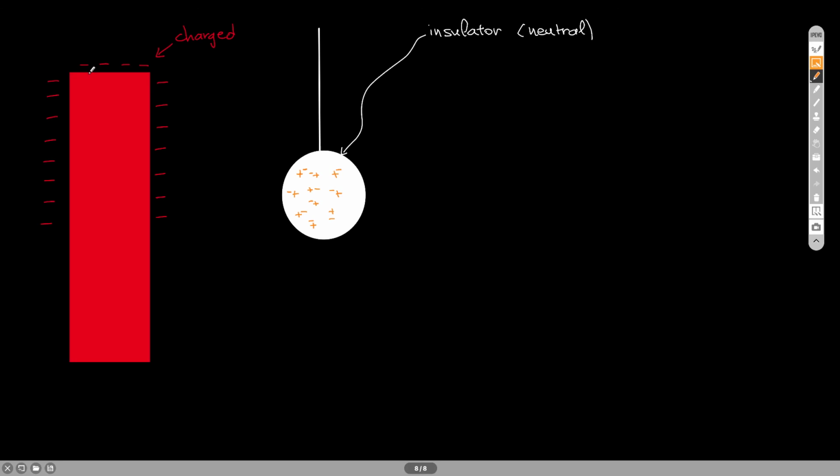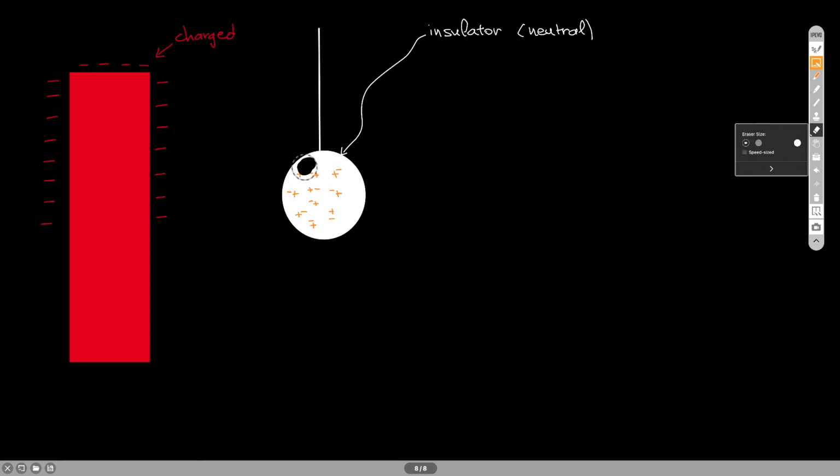Every nucleus does have enough electrons around it to make it completely neutral. Now, because of the presence of these excess electrons here on the charged rod, we know that these electrons will repel any other electron around it. This includes the electrons around our nuclei in the insulating sphere. Remember, these are constrained to be around their nuclei. They cannot be far away. They can move a little bit, but not much.